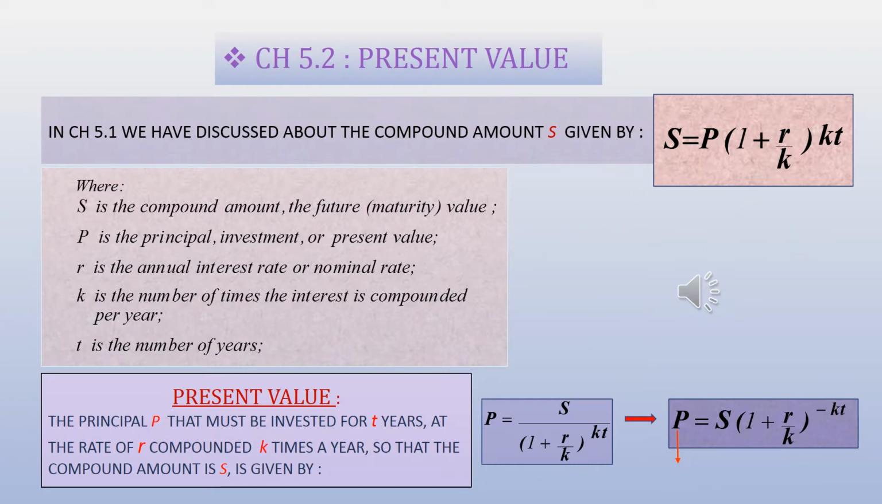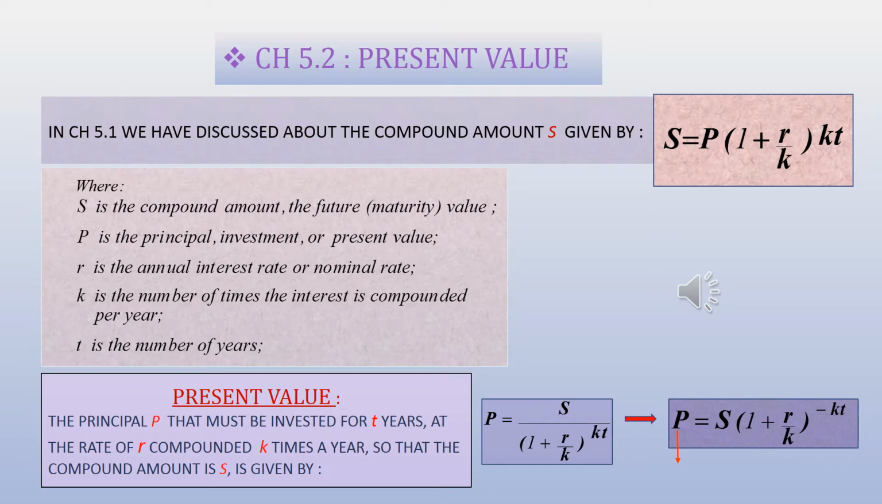Chapter 5.2, Present Value. In chapter 5.1, we discussed the compound amount S given by S equal to P multiplied with (1 plus R over K) to the power of KT. We know that S is the compound amount, and we also call the compound amount the future value. And P is the principal, and we also call the principal the present value. So what is the present value?